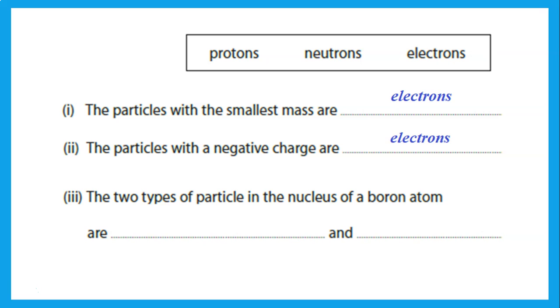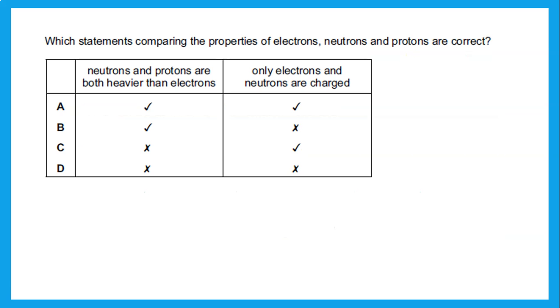The two types of particles in the nucleus of an atom. What is inside the nucleus of the atom? Protons and neutrons. What about this question? Which statements comparing properties of electrons, neutrons, and protons are correct? Neutrons and protons are both heavier than electrons? Yes, we said neutrons and protons are given a mass of 1 each, but electrons are given a very, very small mass. So yes, they are heavier. So my answer is A or B.